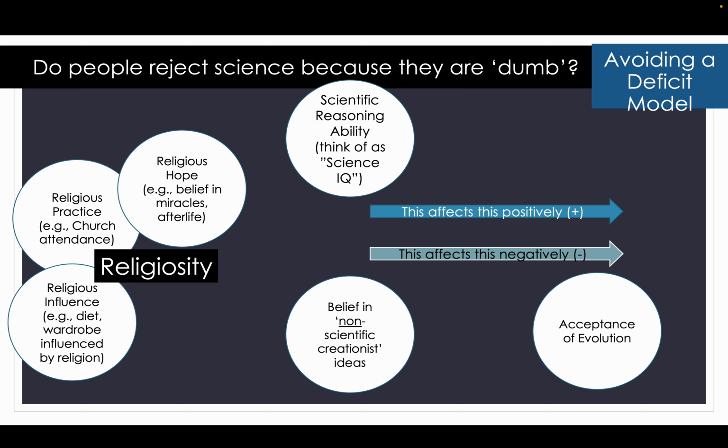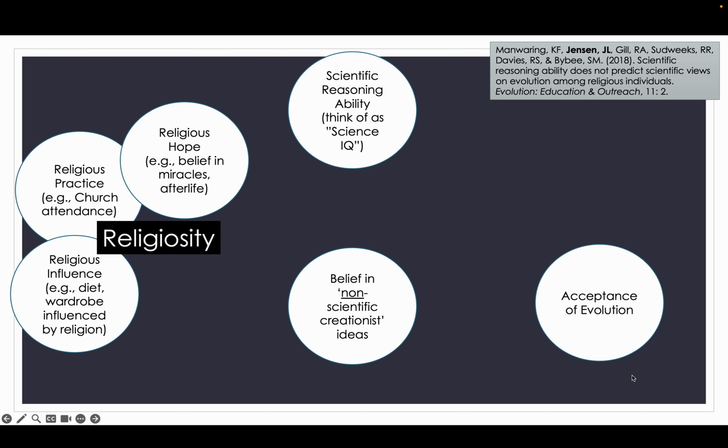And so if you were a deficit modelist, you would say that as your scientific IQ goes up, then maybe your religiosity would go down. Your belief in non-scientific ideas would go down. And then if your scientific reasoning goes up, your acceptance of evolution would go up. And so what we actually found is that there is a positive relationship here. So the more religious you are, the more likely you might have come in contact with and accept these non-scientific creationist ideas. And the more that you accept these ideas, the less you accept evolution. So that's a no-brainer. But what's the relationship with science IQ?